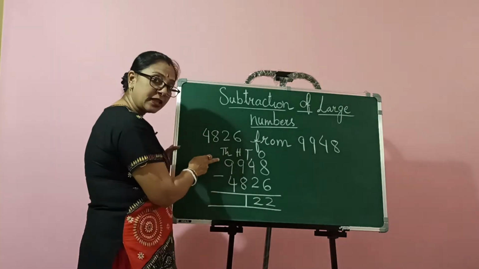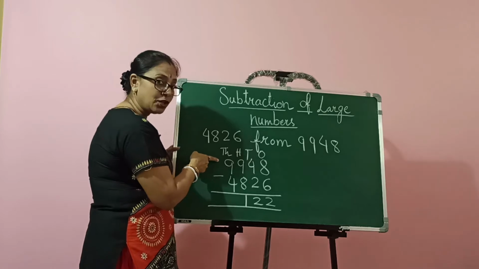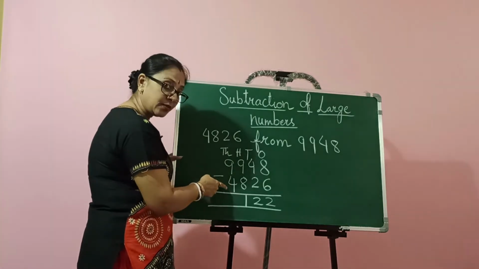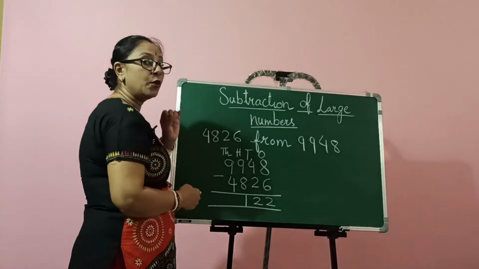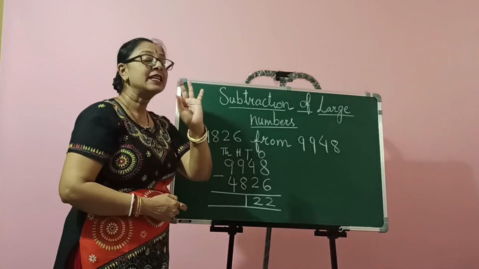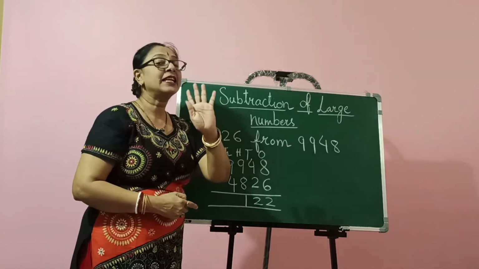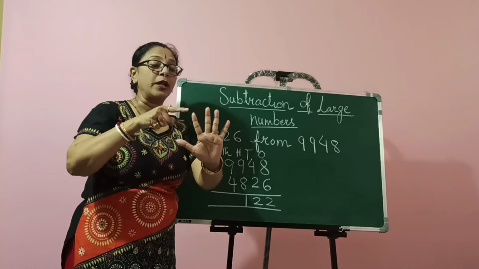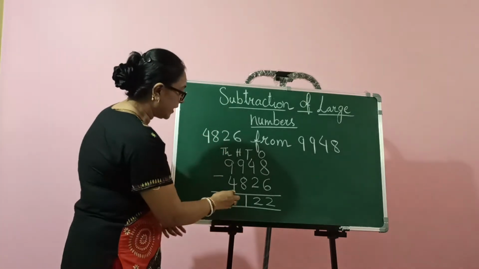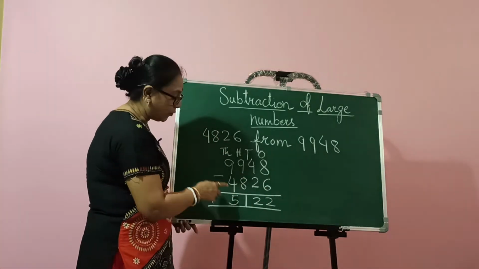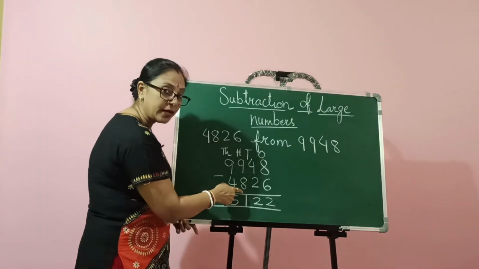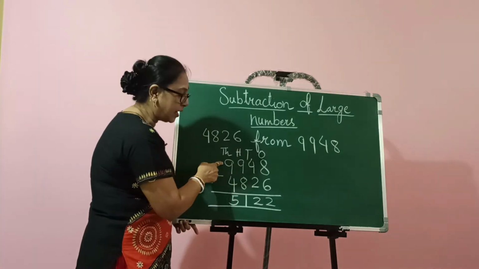Now shift to the thousands place. We have larger number 9 here. What comes after 4? After 4 comes 5. So 5, 6, 7, 8, 9. That gives us 1, 2, 3, 4, 5. So we write 5 below. Right? In this way, we subtract the smaller number from the larger number.